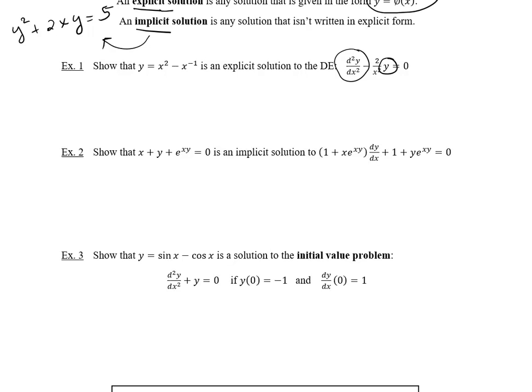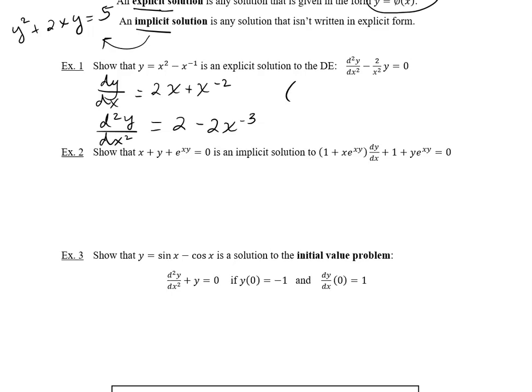So if y is equal to this expression, we know that the first derivative, dy dx, is equal to 2x minus, bring the negative 1 down, so plus x to the negative second. And then the second derivative, I'm going to go ahead and find that only because that's part of the equation, is going to be equal to 2 minus 2x to the negative third. So I'm going to go ahead and substitute those into my differential equation.